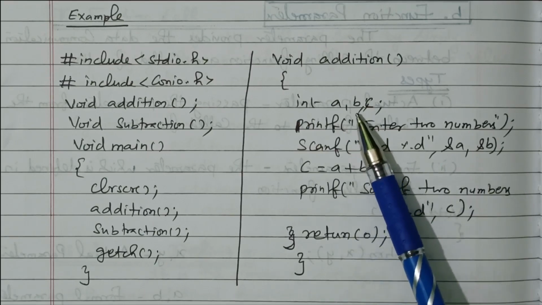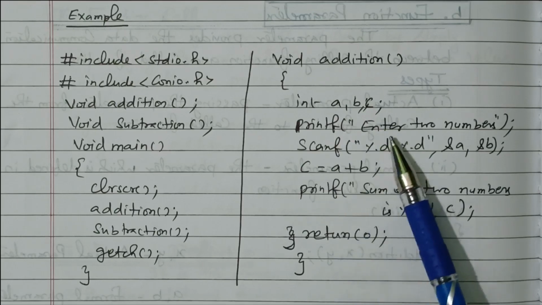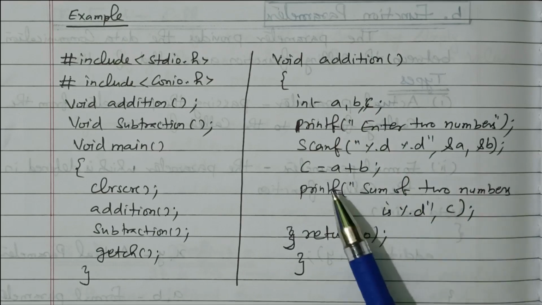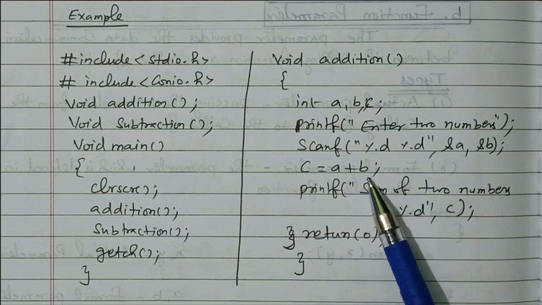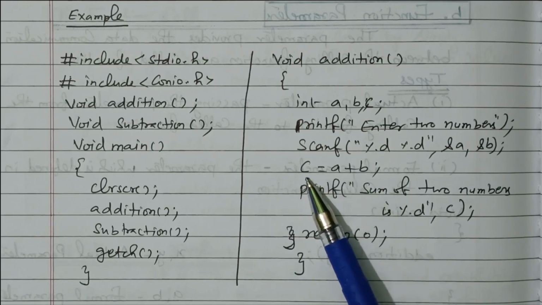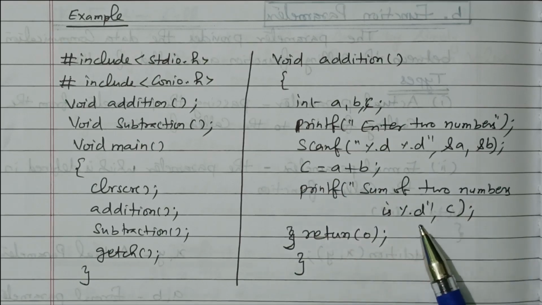Then we have one more variable, not two, sorry, this A, B and C. So A and B are entered by the user and stored in the A and B variables. C equal to A plus B. We are adding two values and storing the result in the variable C. Now the answer is available in C, so that is printed. printf sum of two numbers is %d, C. After that, return 0; we have not written any value, so return 0, close the brace.